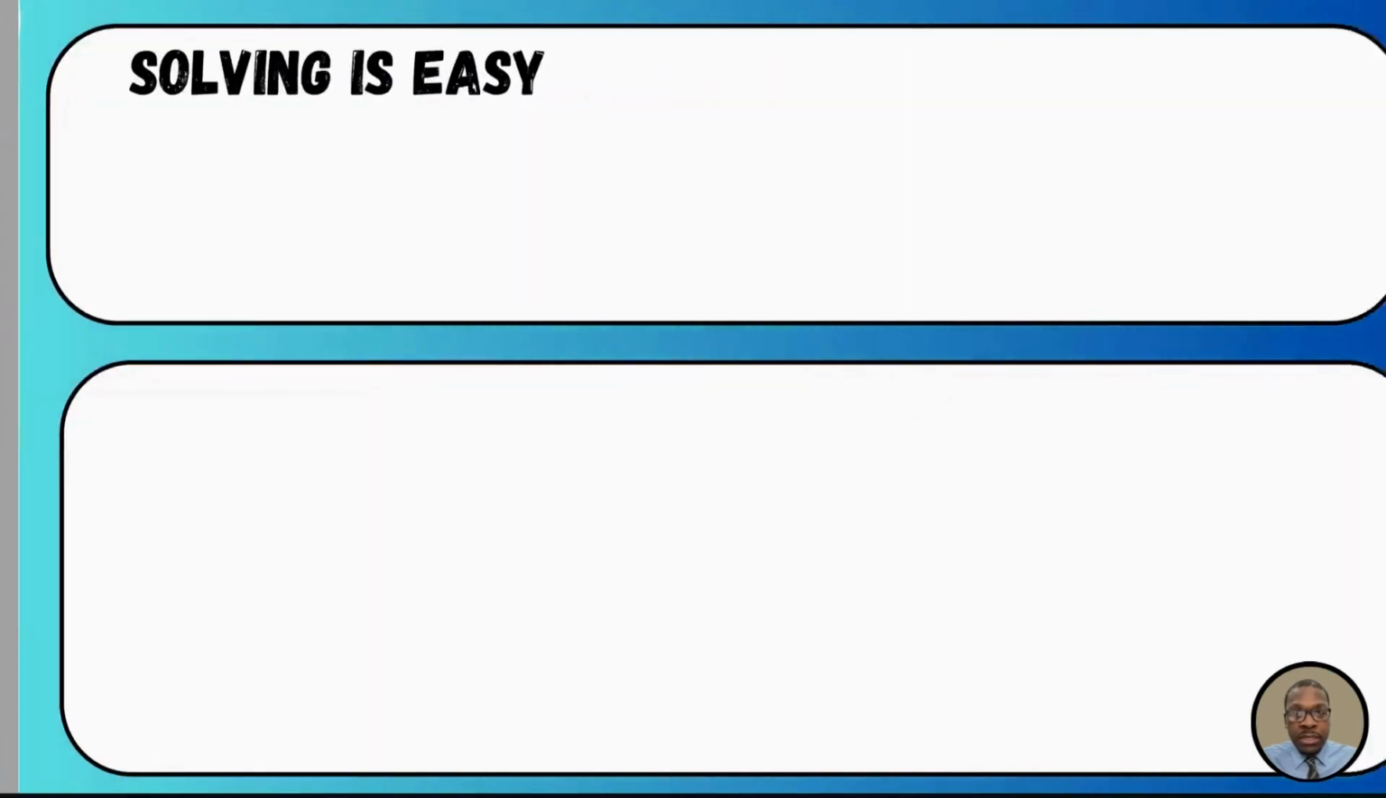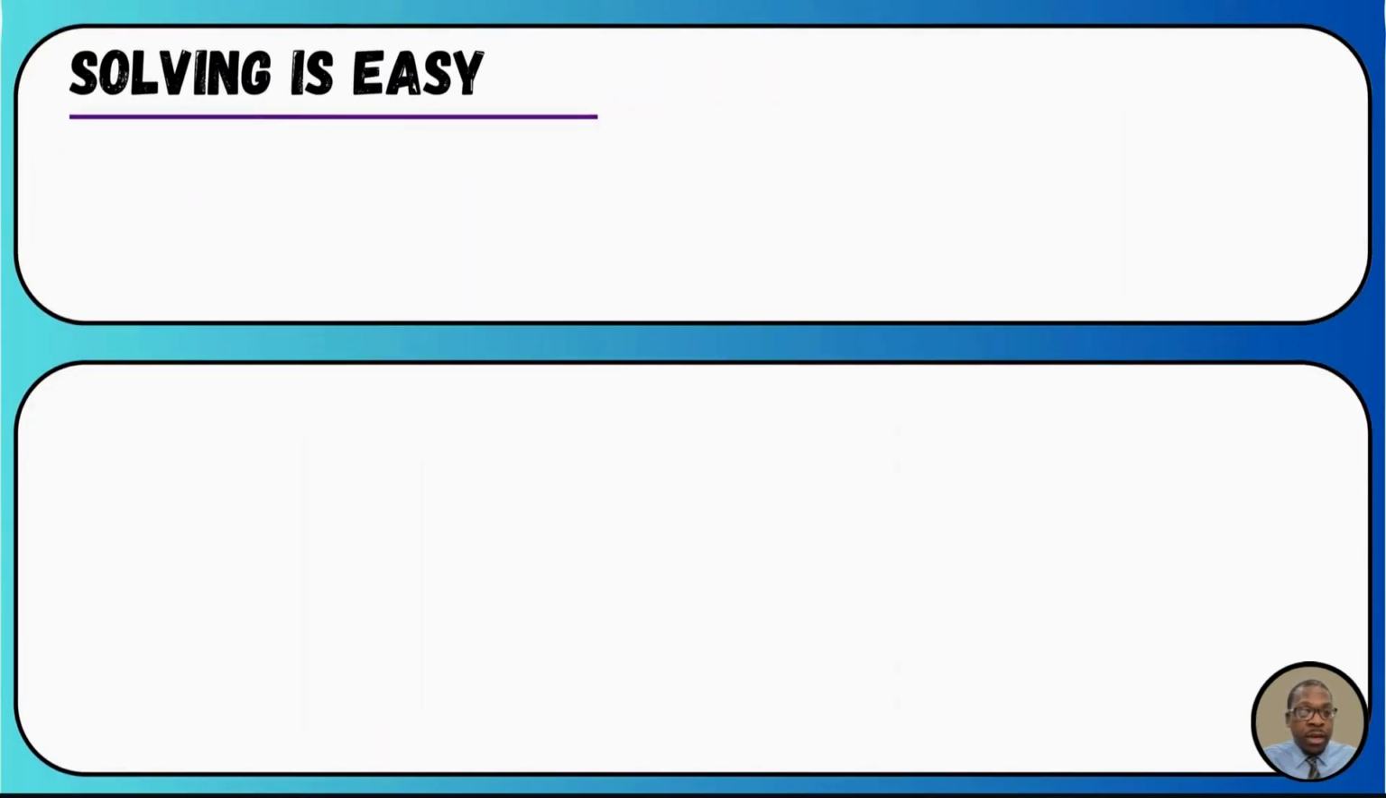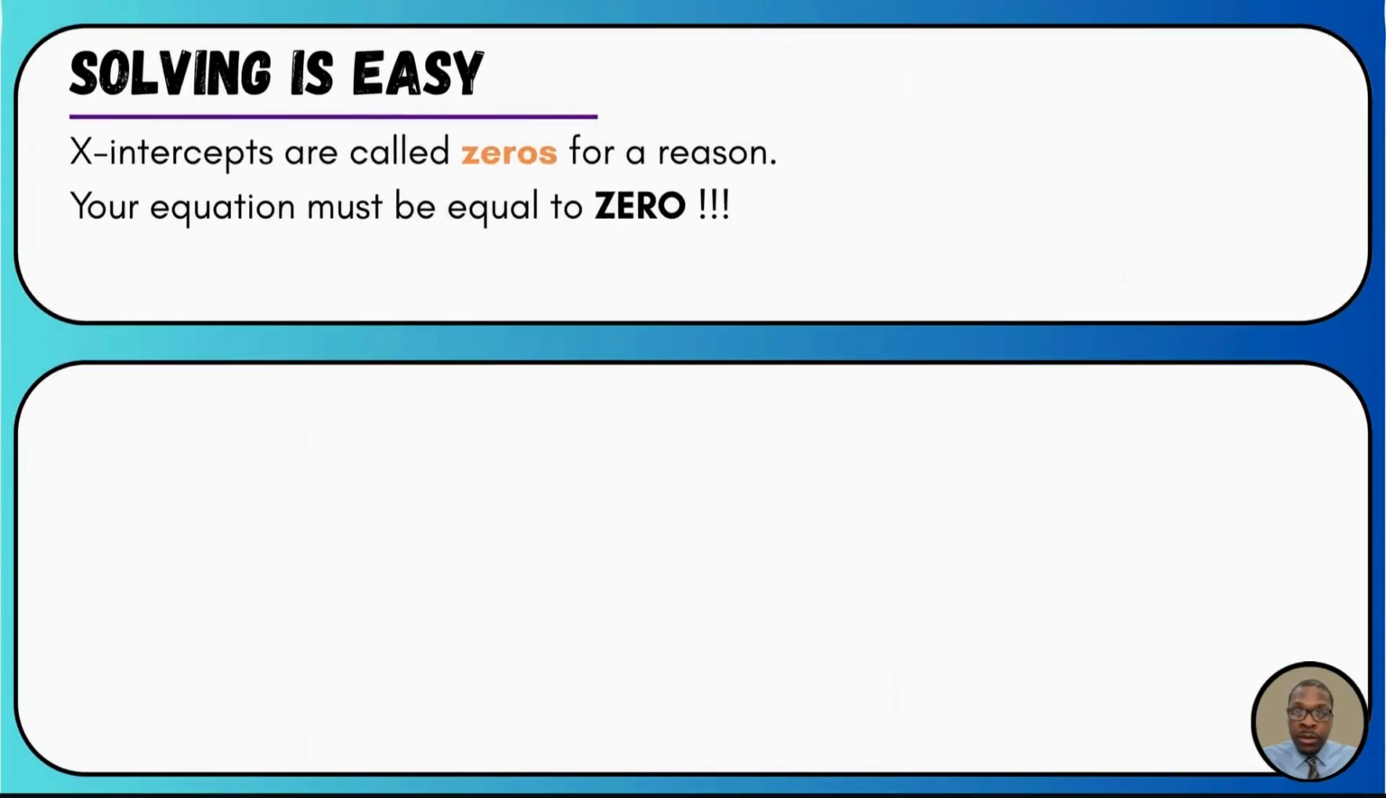Now, solving is easy, but you have to make sure something is also done. X-intercepts are called zeros for a reason. When you have an equation, your equation must be equal to zero. For instance, if we have x squared minus 15x plus 7 equals 0, we're good. Everything checks out.